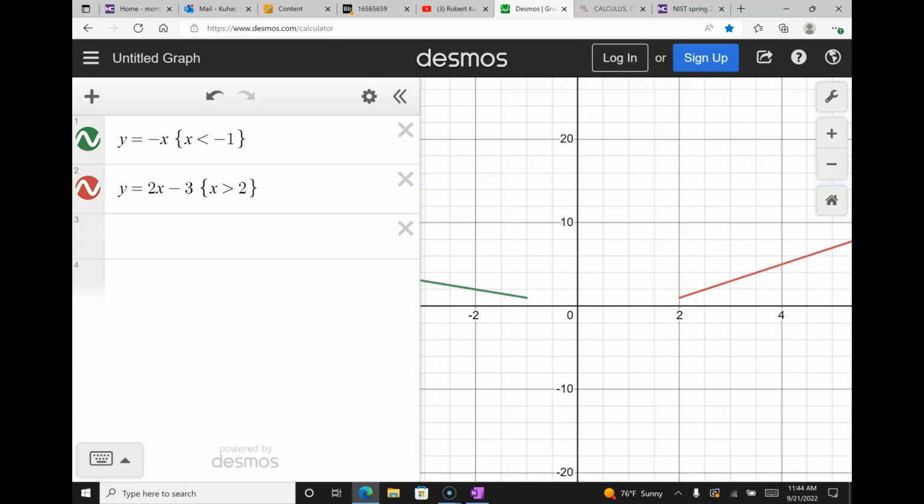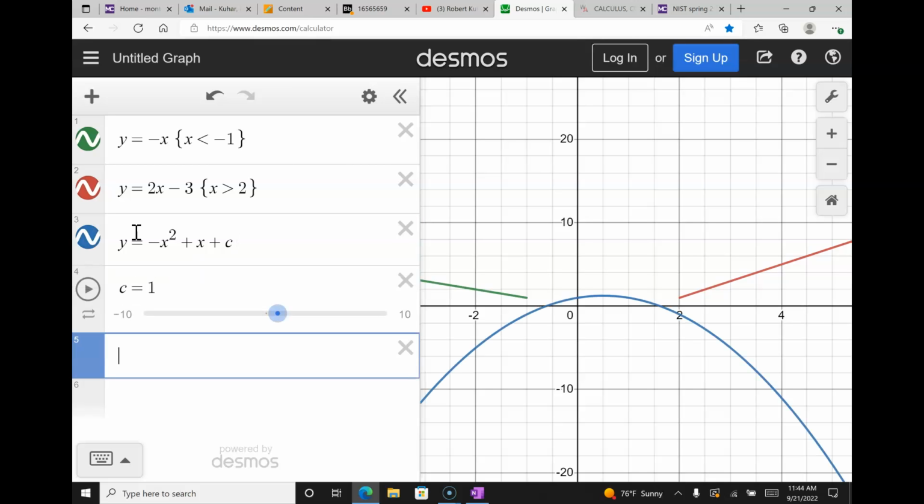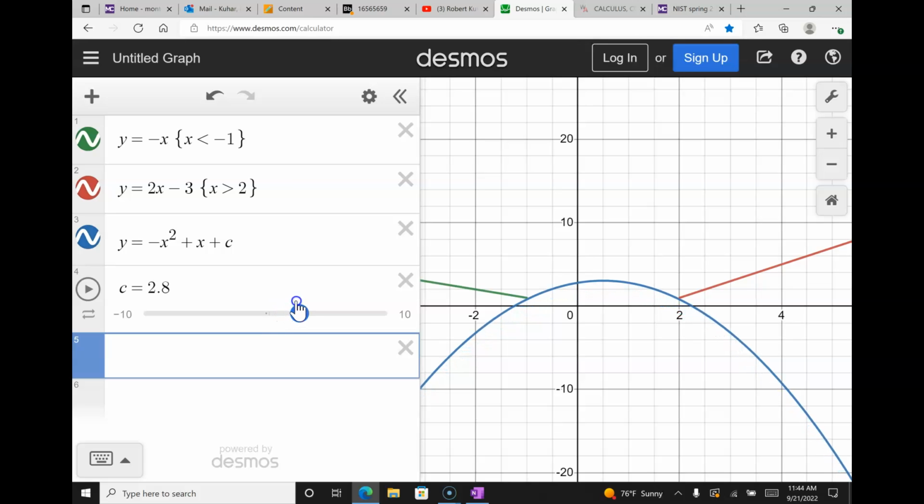And in between there, so there's those two pieces. In between, I want a parabola to connect. So that middle piece has got a slider on it, y equals negative x squared plus x plus c. And I'll put the whole thing in first, right? And you can see I want it to connect those two pieces right around there, right? So maybe c is 3 or something like that.